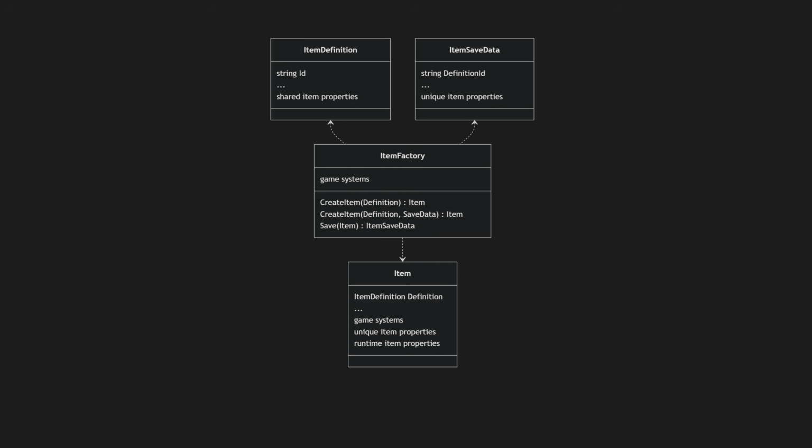And then, when you save the game, the item factory also converts runtime items into item save data objects. And these store only the required data needed to reconstruct the item the next time the game starts. For example, it should store the item definition ID, as well as any other unique attributes of that item.